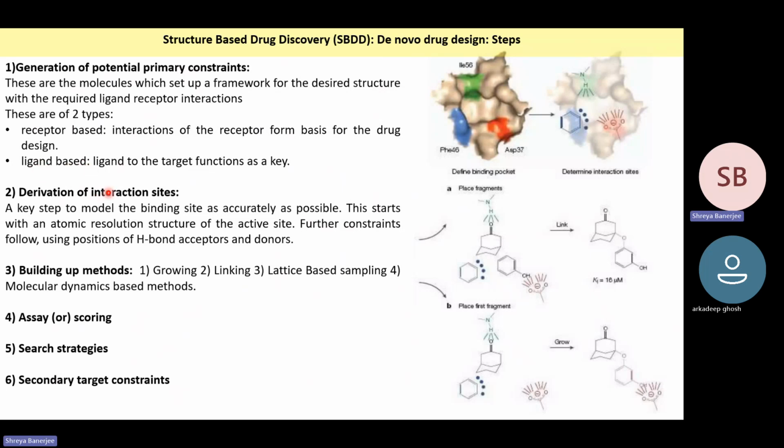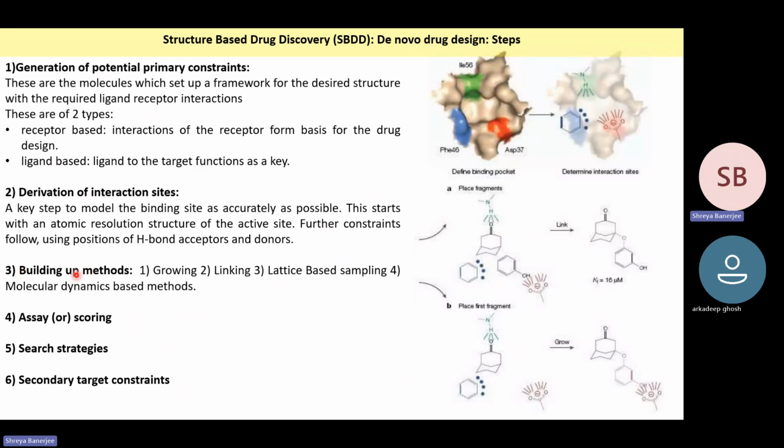The second step is derivation of interaction sites. So we carry out atomic resolution structure of the active site to find out which residues, either the side chain or the main chain amino group or so on, are actually the interaction regions. The next step is building up methods. So suppose the backbone NH of isoleucine, the phenyl ring of phenylalanine, and the COO minus of the aspartic acid are the interaction sites derived in step 2.